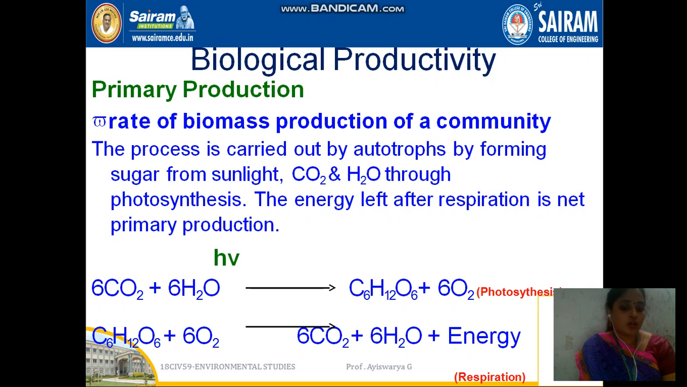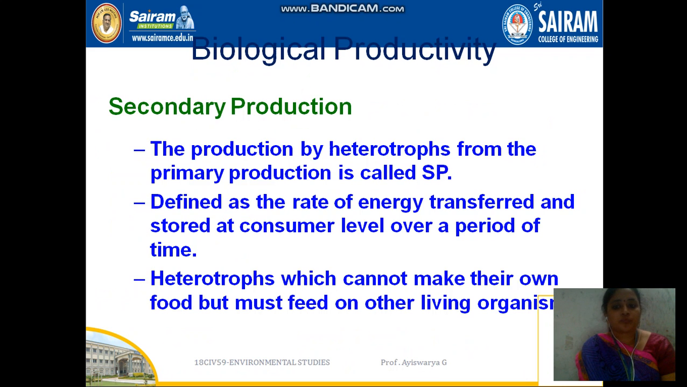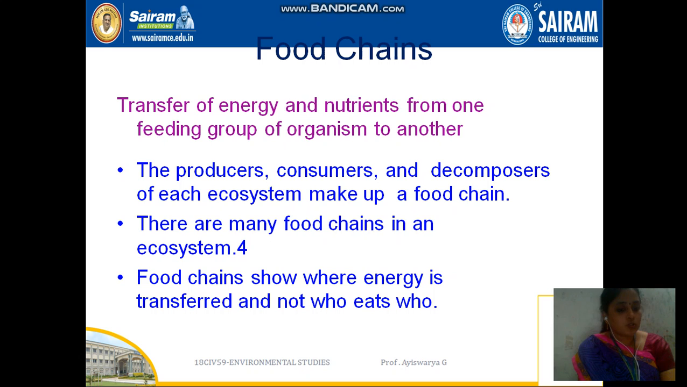And before seeing that, we have some chemical formulas or reactions for producing this biomass. This process is carried out by autotrophs by forming sugar from sunlight through the photosynthesis reaction, and the energy left after the respiration is said to be the primary production. So it involves the photosynthesis reaction and the respiration process. Secondary production is caused by heterotrophs, so the energy is transferred and stored in the consumer level. Why are we learning about this biomass productivity? This is how the naturally available gas we can use for our daily necessities instead of going for gasoline, right.